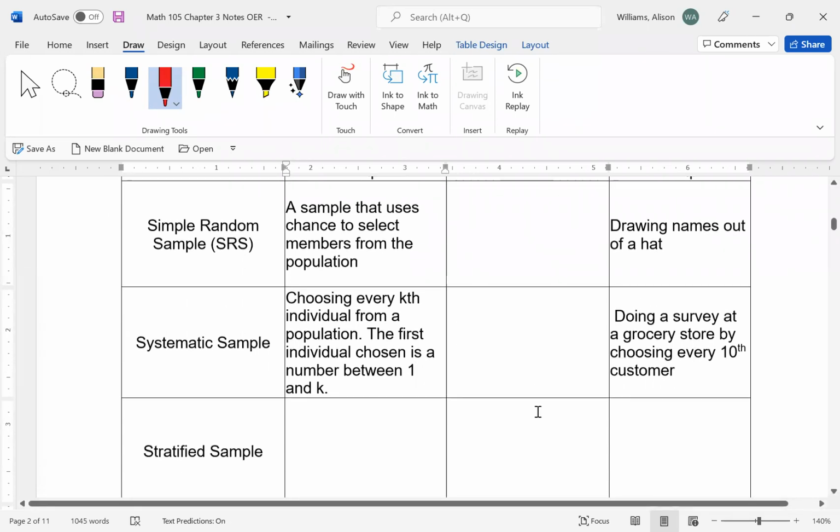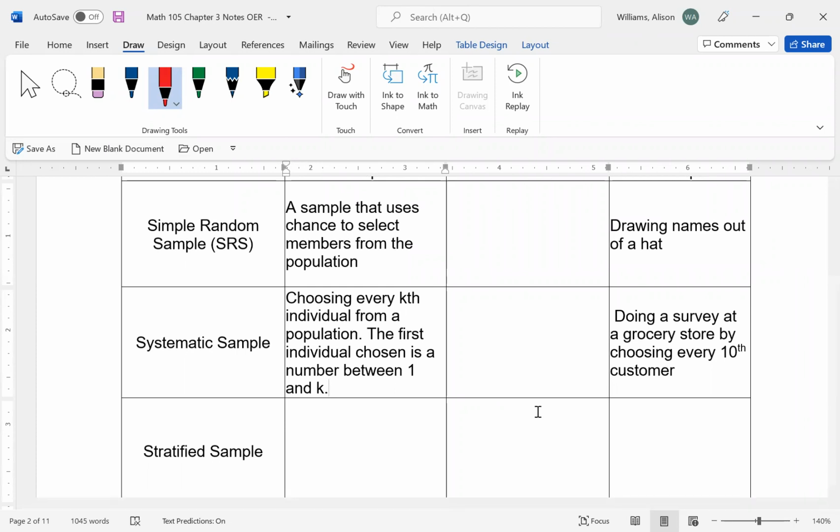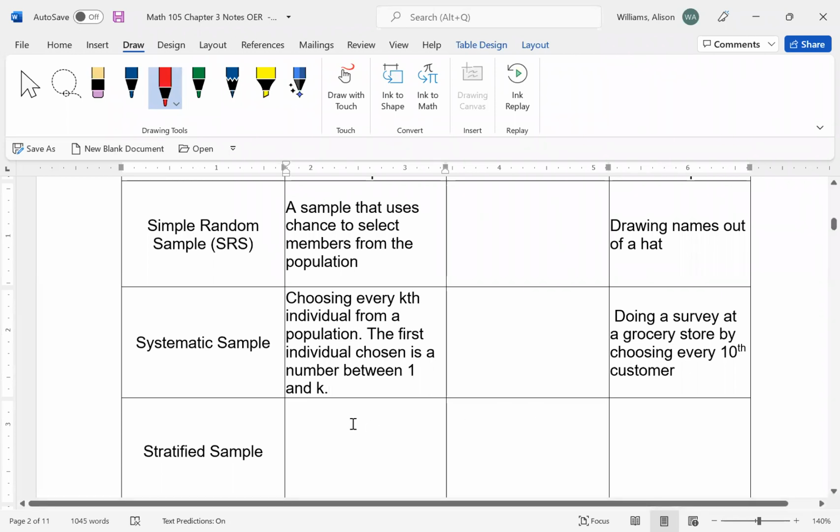So to keep systematic sampling without being biased, you shouldn't be choosing the first individual. You need to be randomly selecting the first individual.